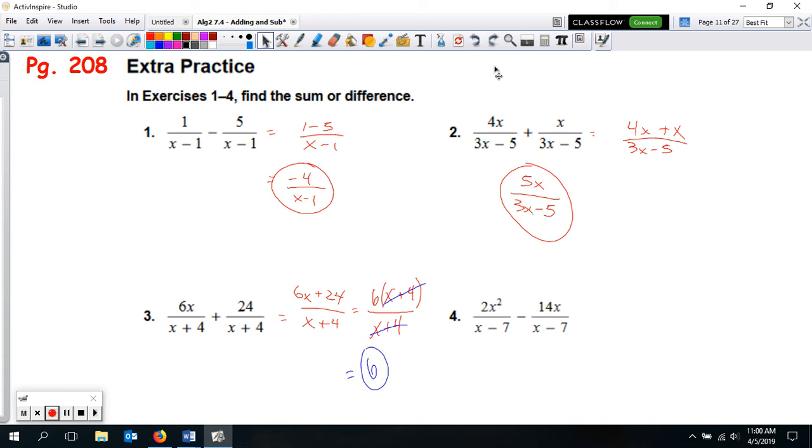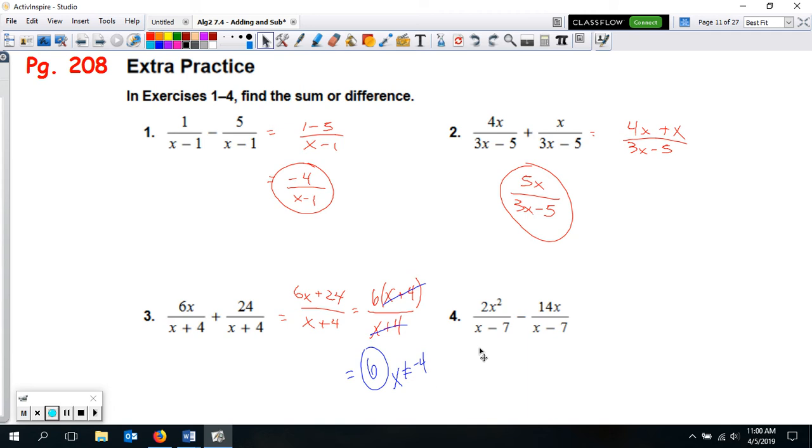However, we do need to remember about the excluded values. So we did have an excluded value in the problem. We know that x cannot be negative 4, and since we canceled it out, it's not a part of our answer. We have to say that x cannot equal negative 4 for this problem in our answer. So that's a part of the answer, stating that x can't equal negative 4.